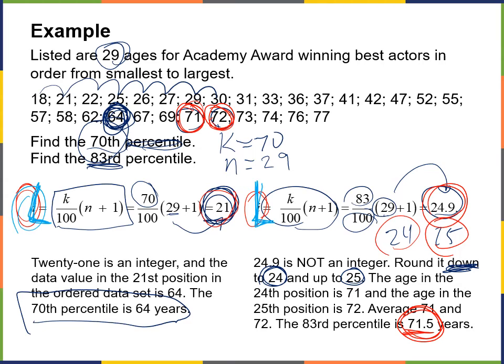Same thing could be done with quartiles. You would just use 4 here instead of 100. You would do the same thing about whether the answer is a whole number or not and whether you have to round.